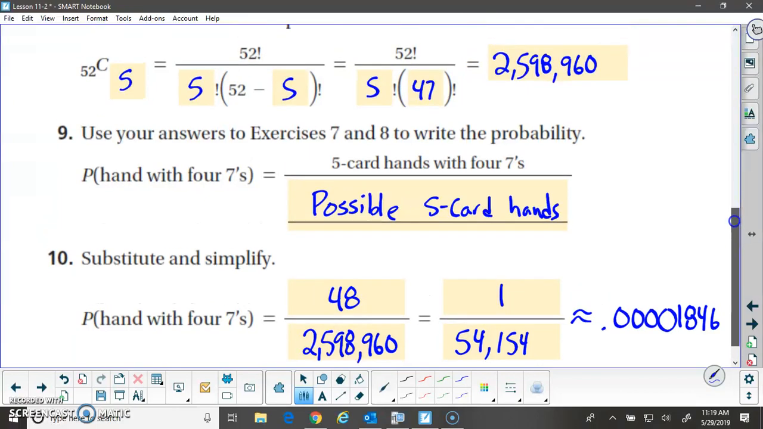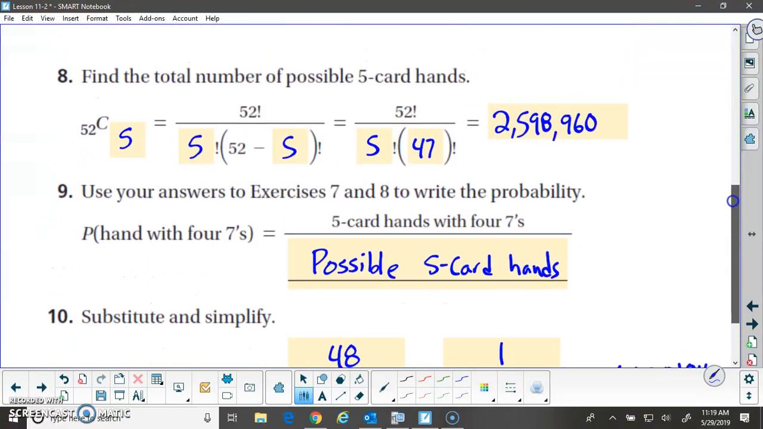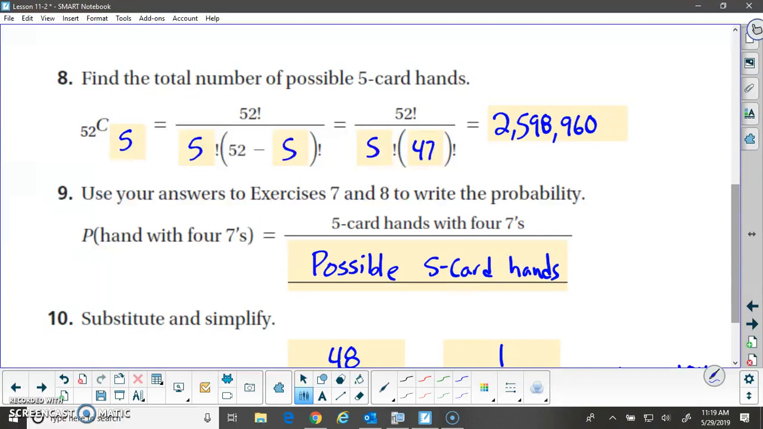One important piece to this example is we're using nCr versus nPr, because when you're dealt cards, the order in which you're dealt them does not matter. So order is not important.